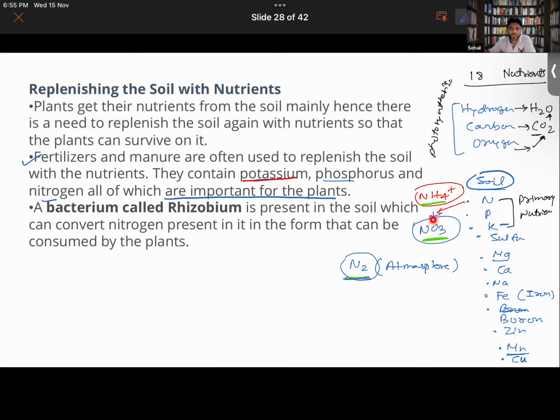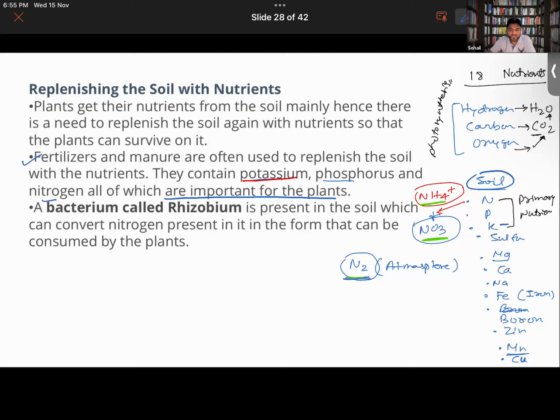Okay, sir. So it is basically done in the soil with the help of rhizobium bacteria. So then only, we say this is the absorbable form and this is not the absorbable form of the nitrogen. Same is the case with all other elements here.